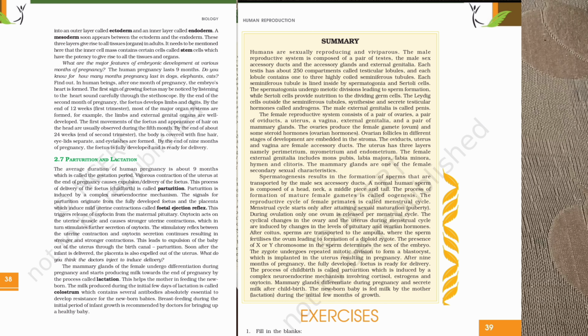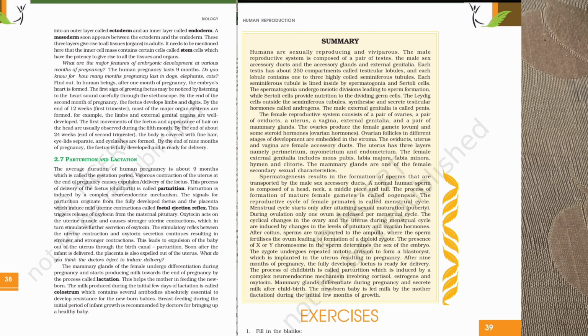By the end of 12 weeks, the first trimester, most of the major organ systems are formed. For example, the limbs and the external genital organs are well developed. The first movements of the fetus and appearance of hair on the head are usually observed during the fifth month. By the end of about 24 weeks, the end of the second trimester, the body is covered with fine hair. Eyelids separate and eyelashes are formed. By the end of 9 months of pregnancy, the fetus is fully developed and is ready for delivery.